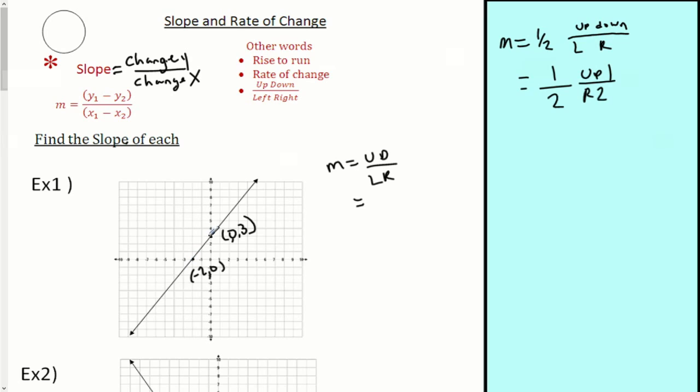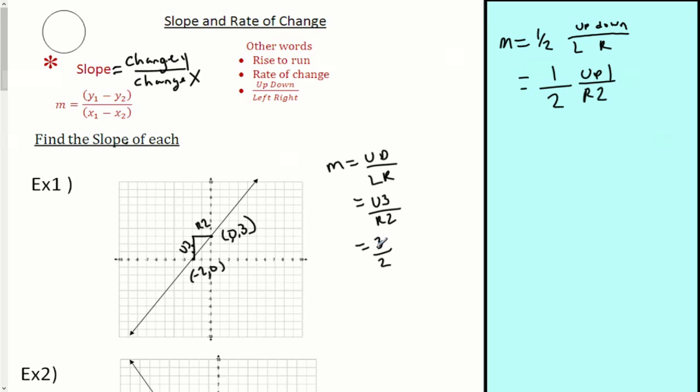To get from this point to this point, do I go up or down? Well, I go up. How far do I have to go up? 1, 2, 3. So I went up 3. Then do I go right or left to get there? Since I started with the left-hand point, I would go right 2. Up is positive, so it's positive 3. Right is positive, so it's positive 2. The slope of this line is 3/2.